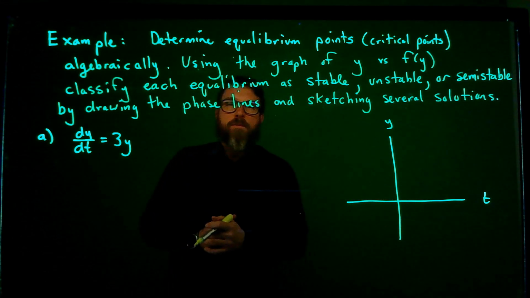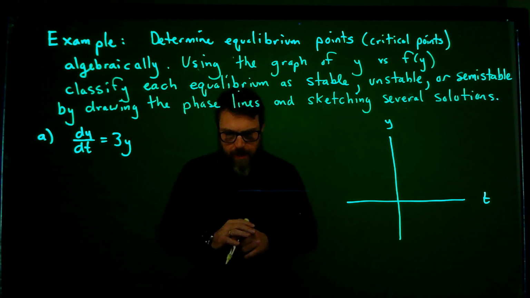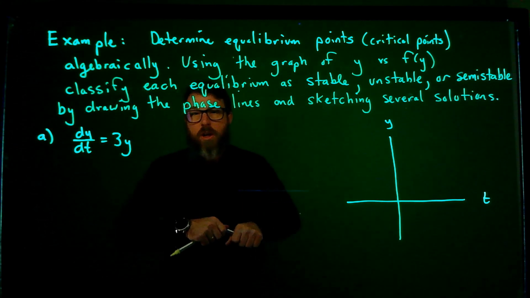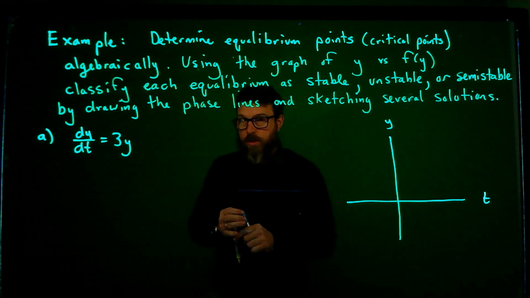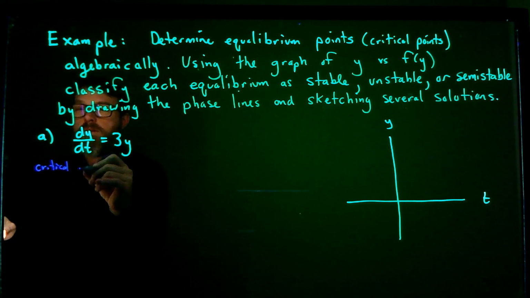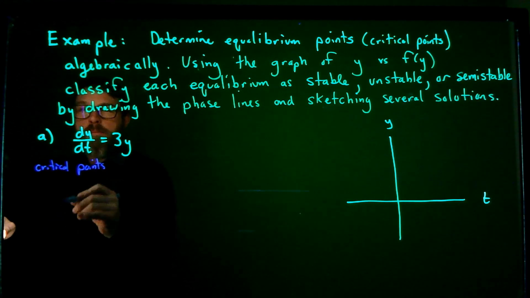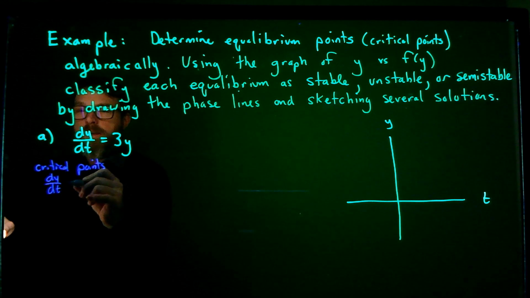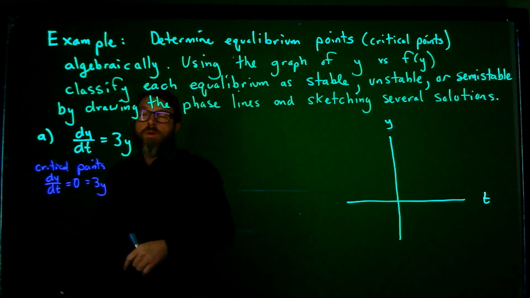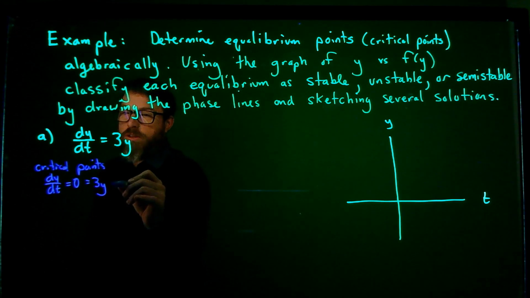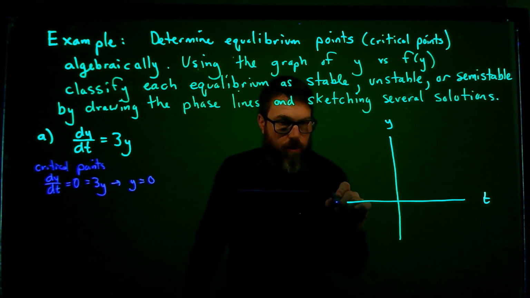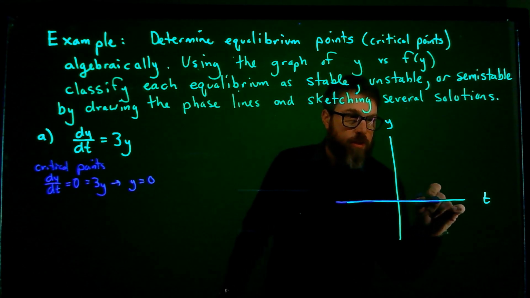First, we have to find critical points, and if we remember finding critical points in, say, a calculus 1 class, that is when the derivative is equal to 0. So our equilibrium points, or our critical points, will happen when the derivative is equal to 0. Remember, the derivative is equal to 3y. So when 3y is equal to 0, this means y is equal to 0. So this is going to have an equilibrium at y equals 0. The slope will be equal to 0 when y is equal to 0.